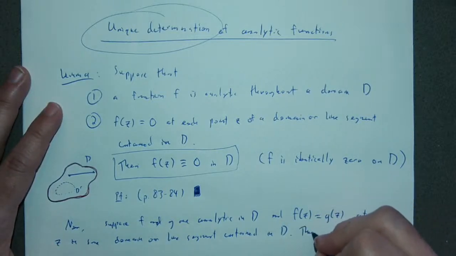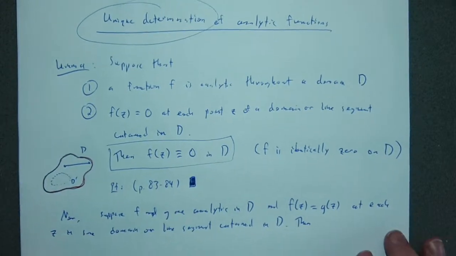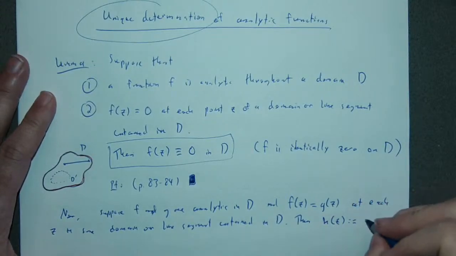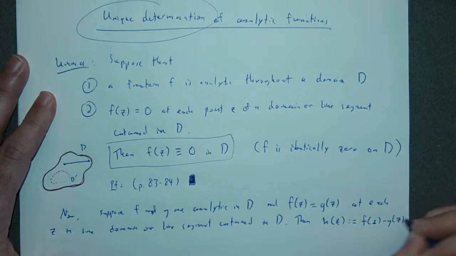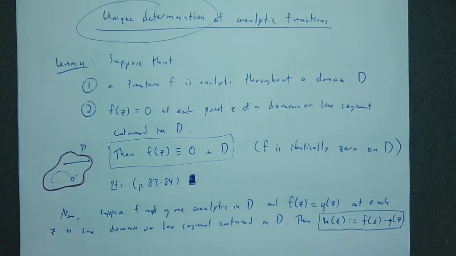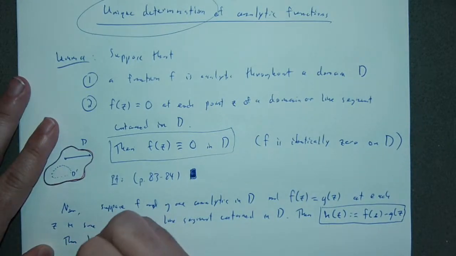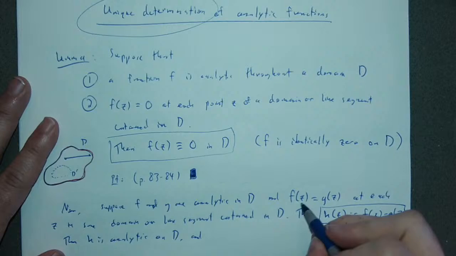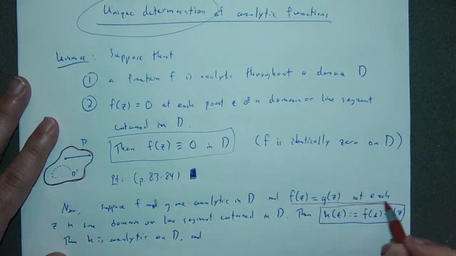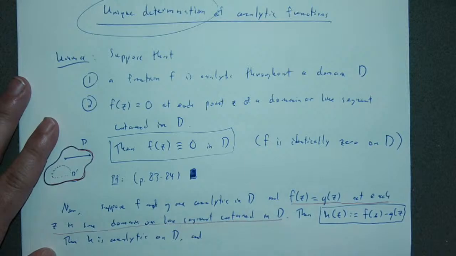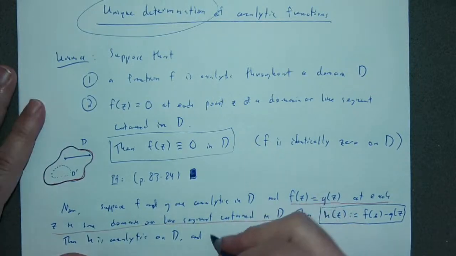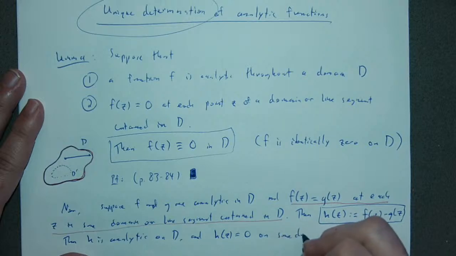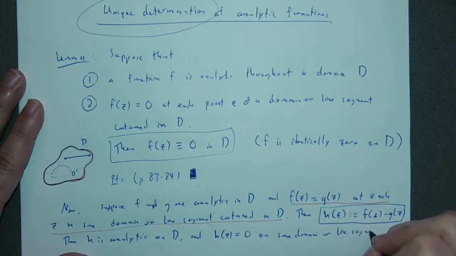Well, then, this is a standard trick in analysis. There are many standard tricks in analysis. Here's one such trick. I can define the function h of z to be f of z minus g of z, right? So it's a difference of two analytic functions f and g. Well, then h is analytic. So h is analytic on D, and since f of z is equal to g of z at each z in some domain or line segment contained in D, then h is equal to 0 on some domain or line segment contained in D.